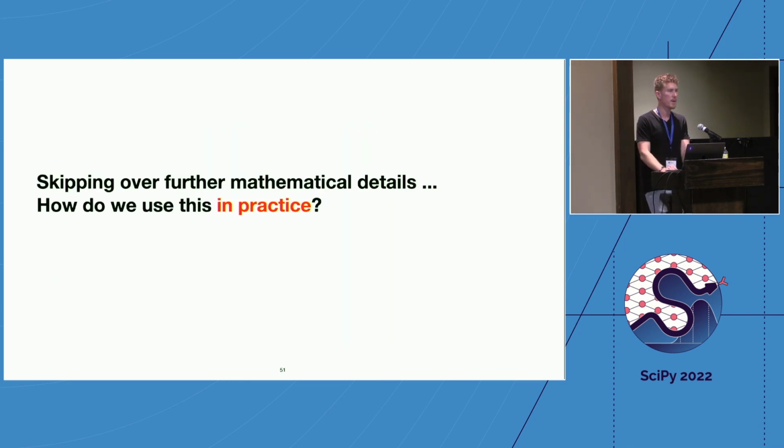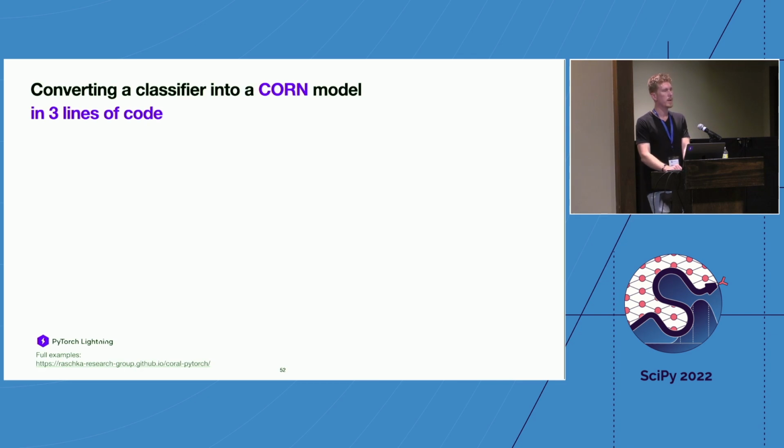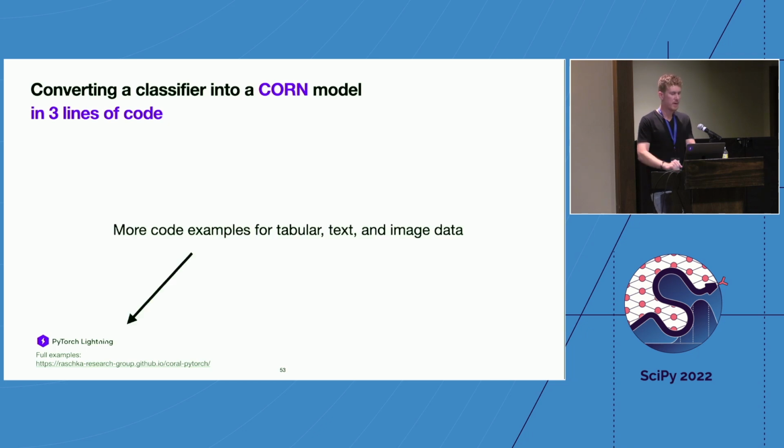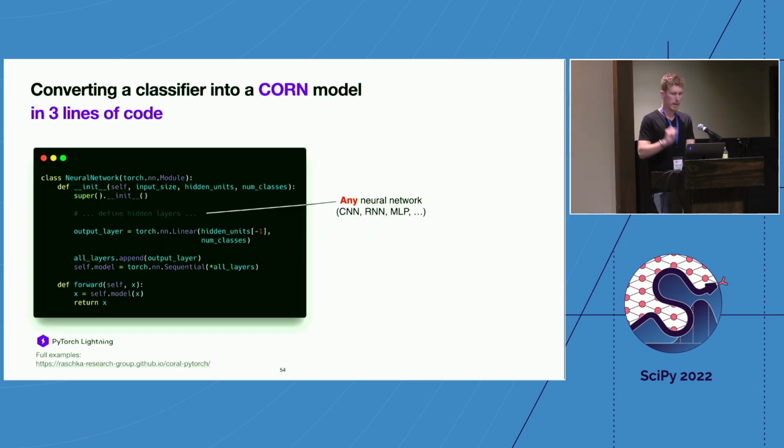So skipping over the mathematical details here, how do we actually use that in practice? Because I think that's what matters the most, that we can get something useful out of this. I wanted to briefly show you how we can convert a regular classifier into an ordinal regression model with Korn, just changing 3 lines of code. Because it's a short talk, there are more examples on this website here for tabular data, text data, image data, and so forth.